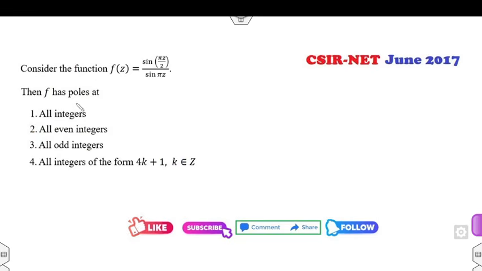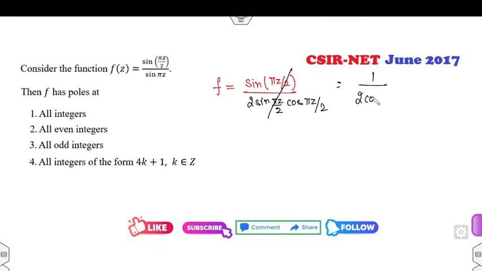Consider the function; which of the following are poles, all even? So how can you check the poles? Firstly, I can take the denominator as 0, but before that I can rewrite it in terms of z by 2. I can also write the denominator in terms of z by 2. Fine. So that will be 1 over 2 cos pi z over 2. Now, how can you find the poles? The poles mean you put the denominator part as 0.